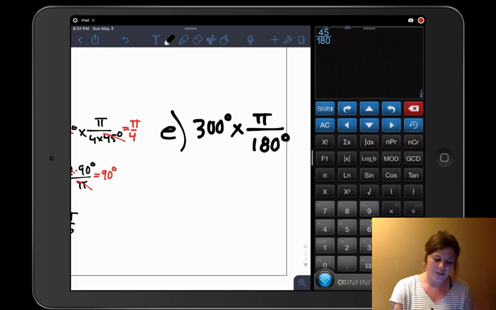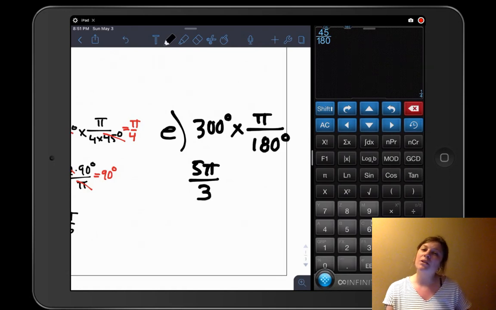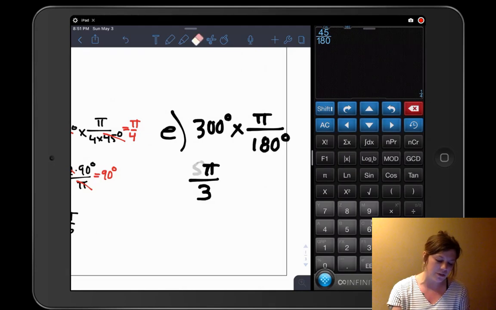All right, so 300 degrees. We know that 300 and 180 are both divisible by 60, and so we can say this is the same as 5 pi over 3. Let's do that one a little slower so we can see the steps, because that one's a little more complicated.